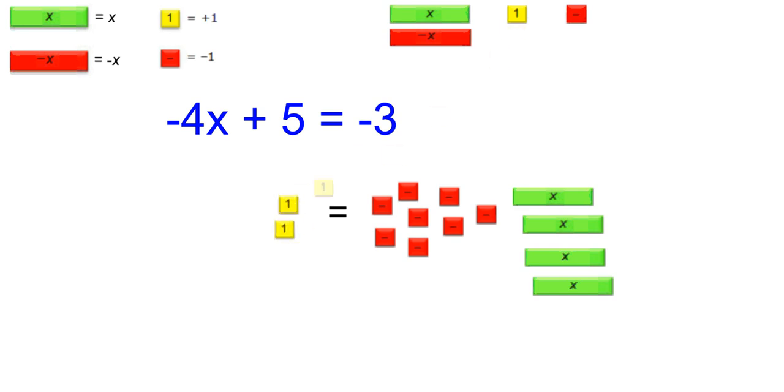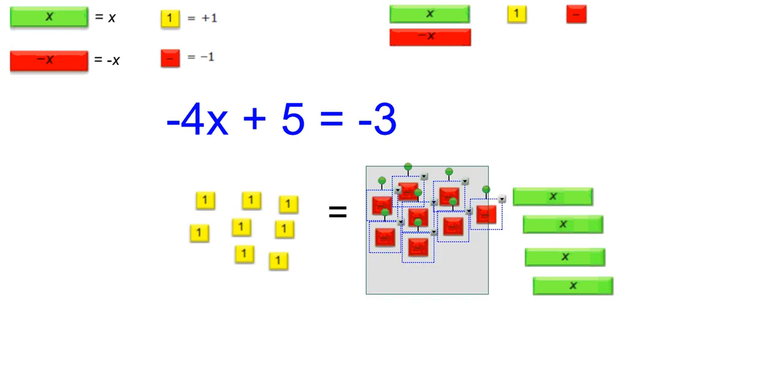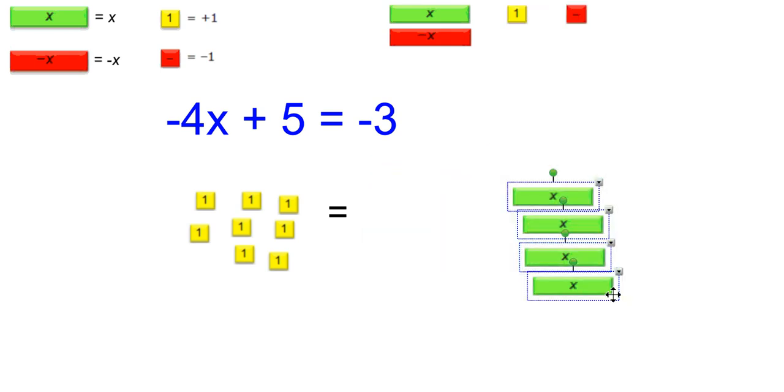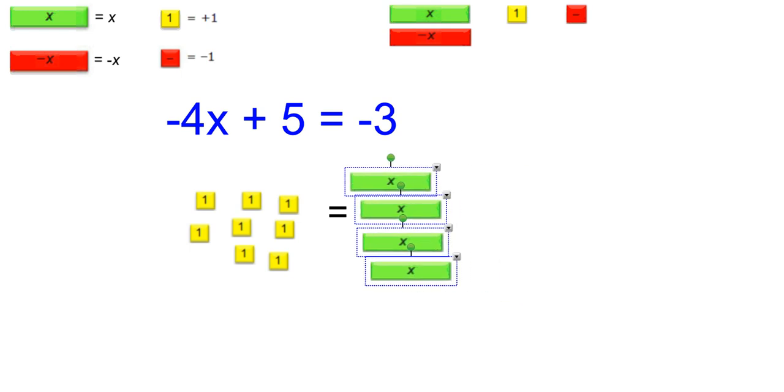I'm going to start with the left side since we know I'm going to add it to the right side. Okay, so I already know that I'm going to add 8 positives over here. So instead of adding them, I'm going to go ahead and delete these because that's my plan. So now I have 4 x's equal 8 positives, or 8 positives equal 4 x's.